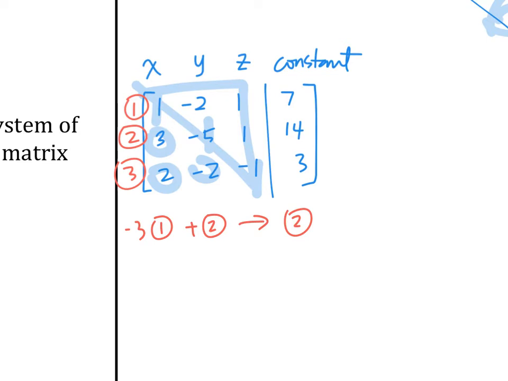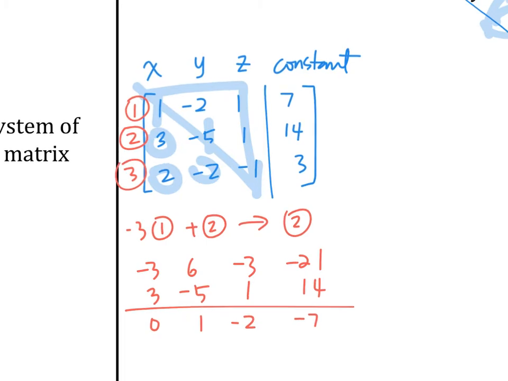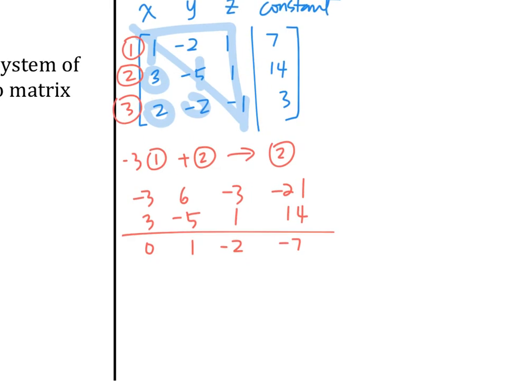All right, so negative 3 times row 1, so that's going to be negative 3, 6, negative 3, negative 21. So that's the new row 1. Are you guys with me? Okay, add to row 2. 3, minus 5, 1, 14. 0, 1, negative 2, negative 7. Okay, so I got my 0. That's very good. I like it. I'm going to replace row 2. So every row stays exactly the same except row 2.